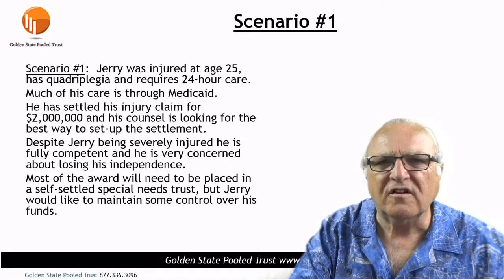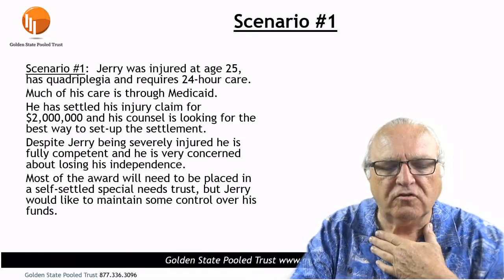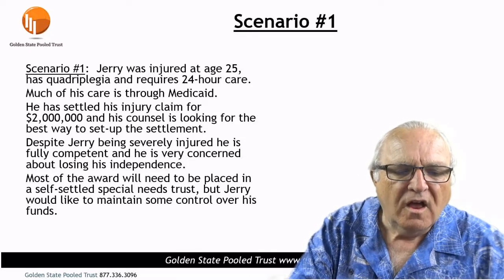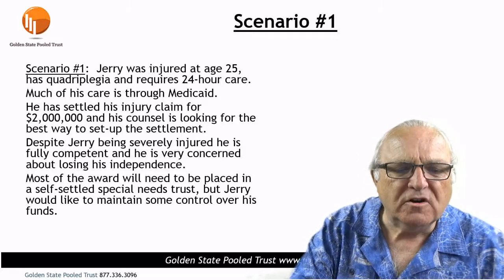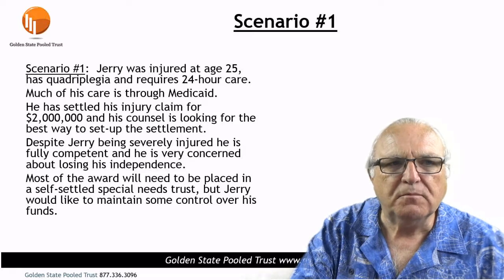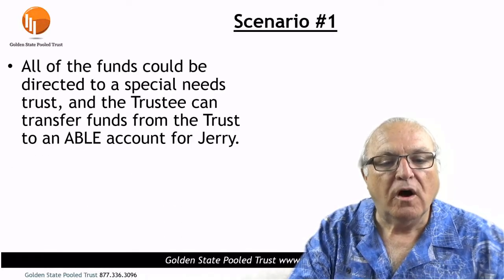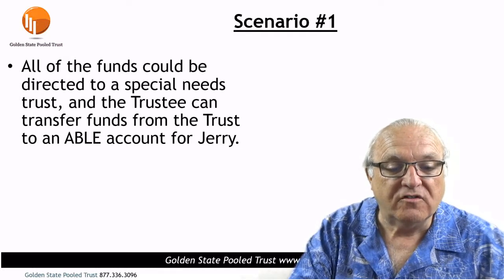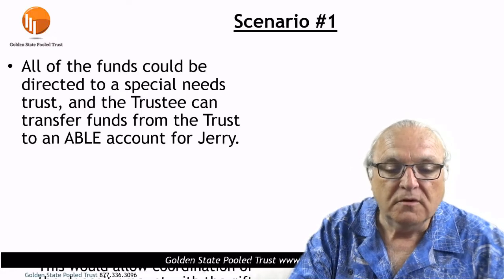And one of the things that comes up with the special needs trust, of course, is the trustee has absolute discretion and the beneficiary has none. So you could understand why maybe Jerry would like to have some funds that he'd be able to use without having to ask his trustee's permission. So all of the funds can be directed into a special needs trust, and the trustee can transfer funds from the trust to an ABLE account for Jerry.